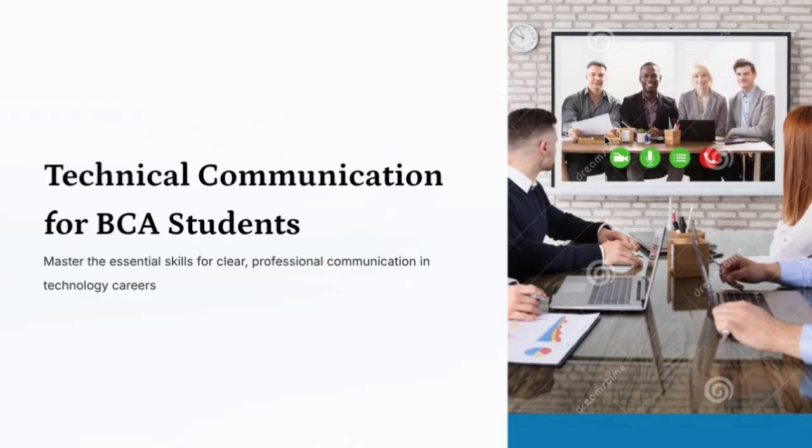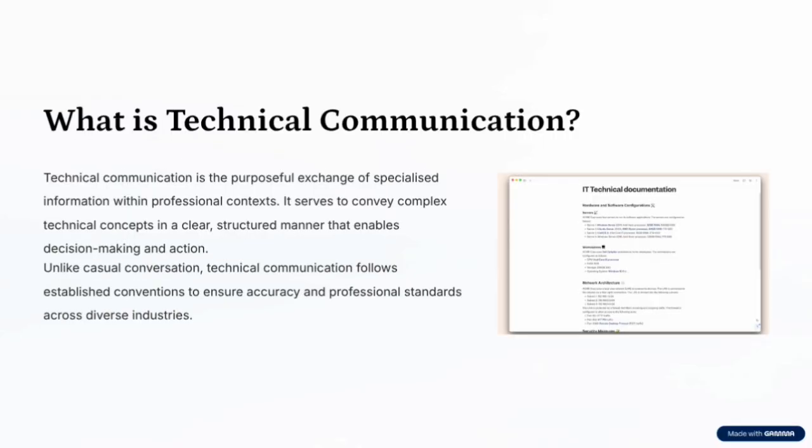Now, what is technical communication? Let's first understand the definition of it. So what is technical communication? See, technical communication, in a simple manner or in layman's language, you can say it is a concept or a method of explaining a technical detail to a non-technical person.